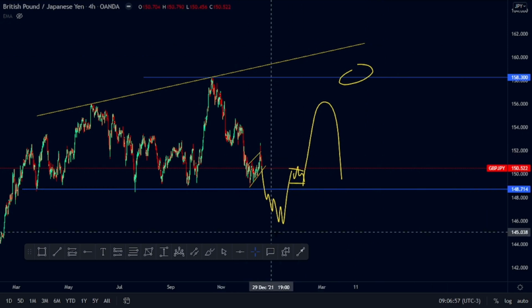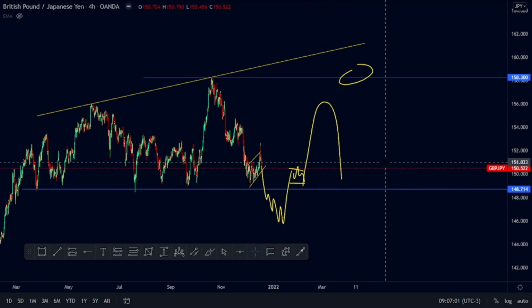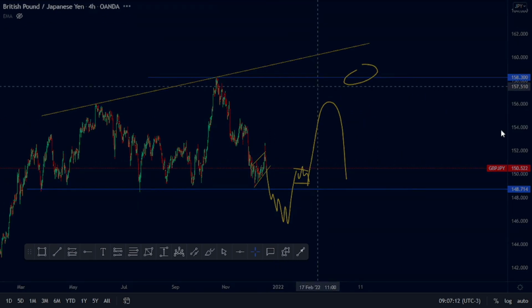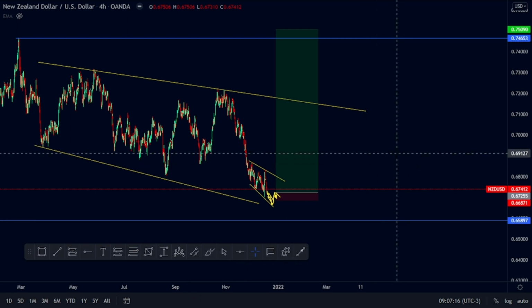So for Gbpjpy, I'm looking for price to break below, liquidate people, then push back inside and give me that short-term buying opportunity. Then for Eurnzd, we're looking for what? For a short-term buy also before overall sell. And also on Nzdusd, you're looking for what? For the longer-term buying opportunities.